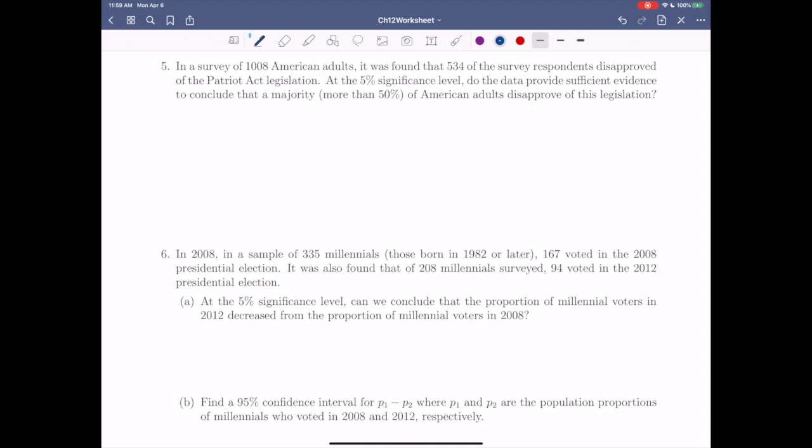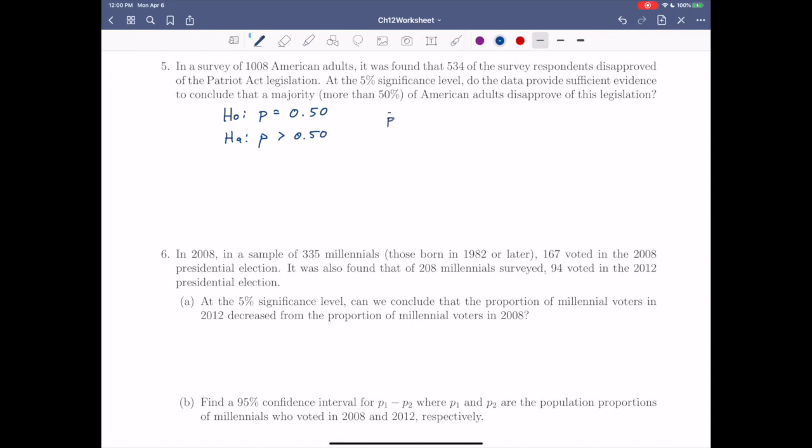And so what we're going to do is set up our hypothesis testing, where our null hypothesis is going to be that the population proportion that supports this is 0.5. Our alternative hypothesis is going to be that the population proportion is greater than 0.5, right? That's what we want to know, is do a majority of Americans disapprove of it or not? We know that our n is 1,008.